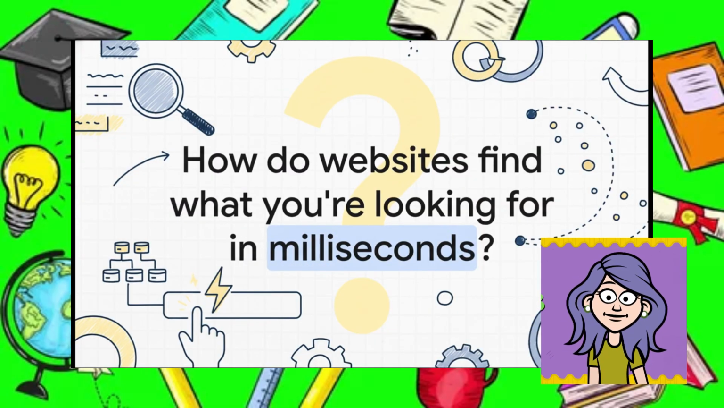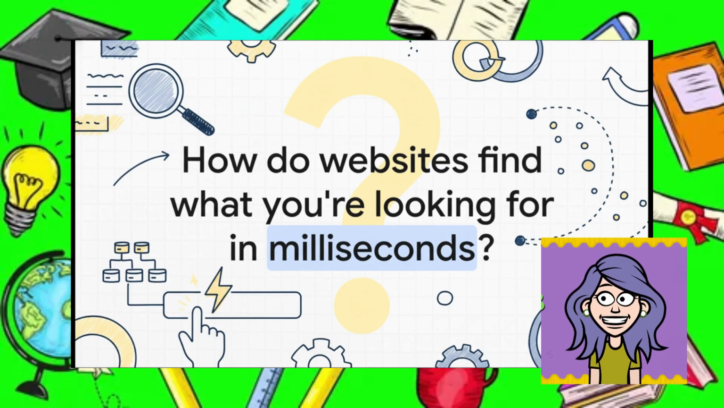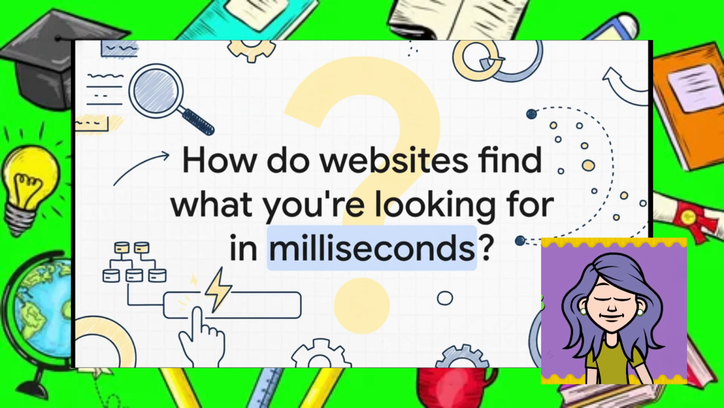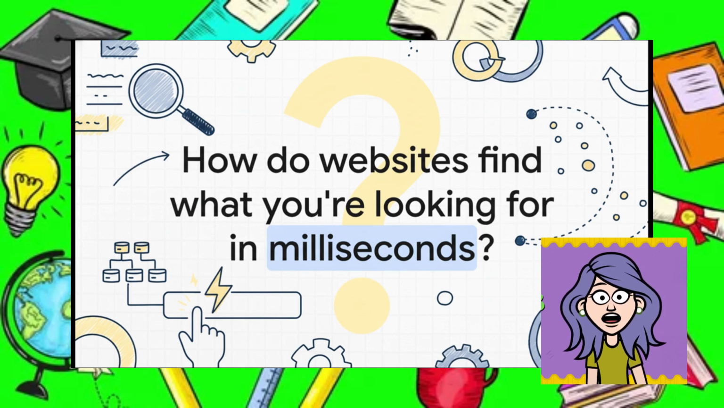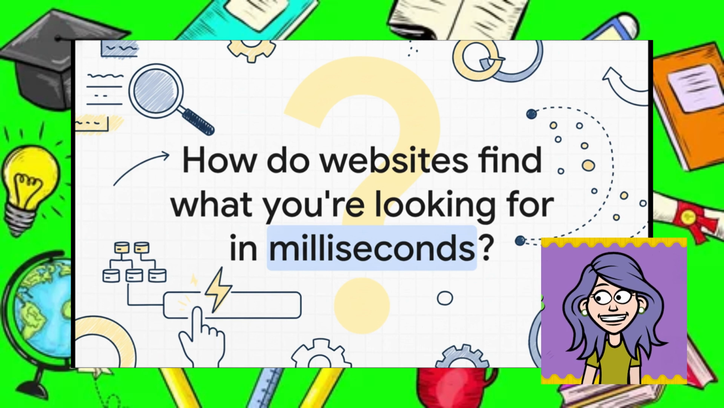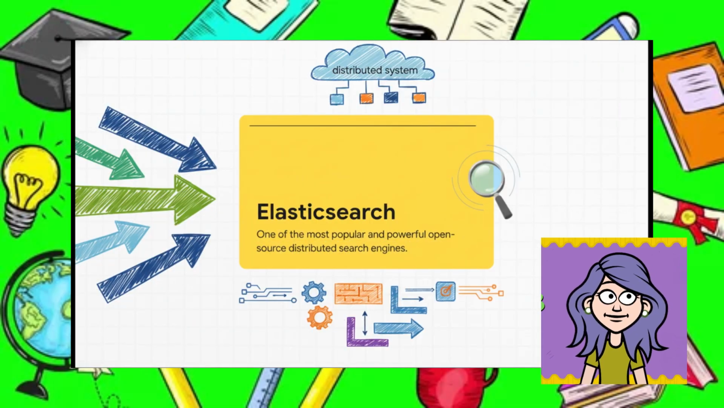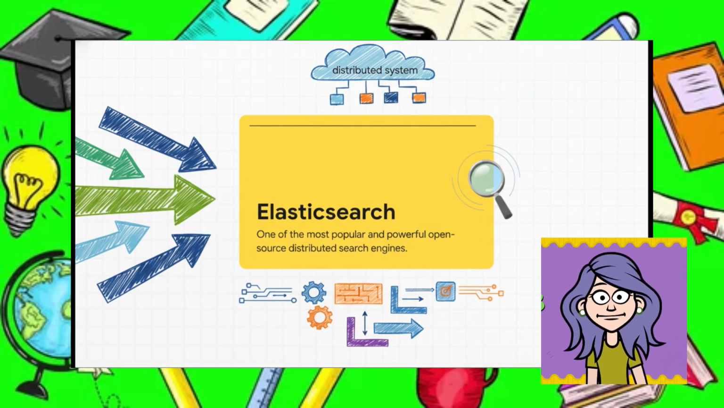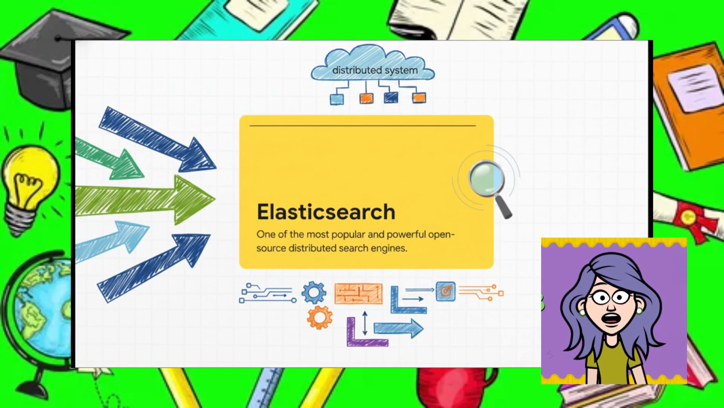You type something in, hit enter, and bam, the results are just there. It feels completely instantaneous. But how on earth does a system sift through, I don't know, maybe billions of items to find the exact thing you're looking for almost before you've even finished typing? It's kind of wild. Well, a huge part of that magic comes from technologies like Elasticsearch. It's this incredibly powerful open source search engine that was literally designed from the ground up to answer that exact question with just mind-boggling speed.